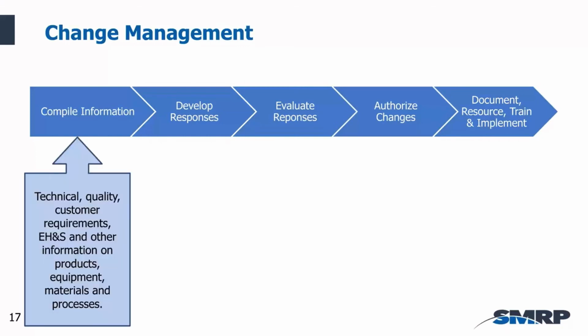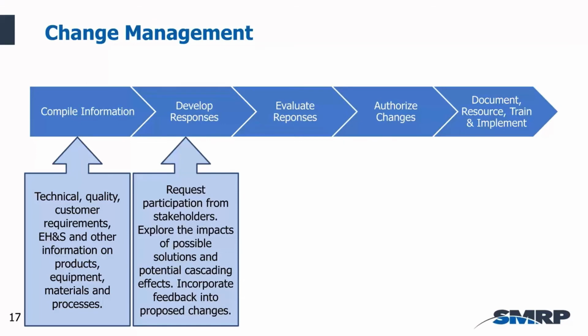When we compile information, again, what we want to do is collect technical information, quality, customer requirements, environmental health and safety, and any other information on the products, equipment, materials, or processes that we're looking to change. Then when we develop responses, we want to request participation from stakeholders. We want to explore the impacts of possible solutions and the potential cascading effects, the unintended consequences. And we also want to incorporate feedback into our proposed changes. So in this phase, we might have 2 or 3 proposed responses, but we want to whittle them down to what's the most appropriate.